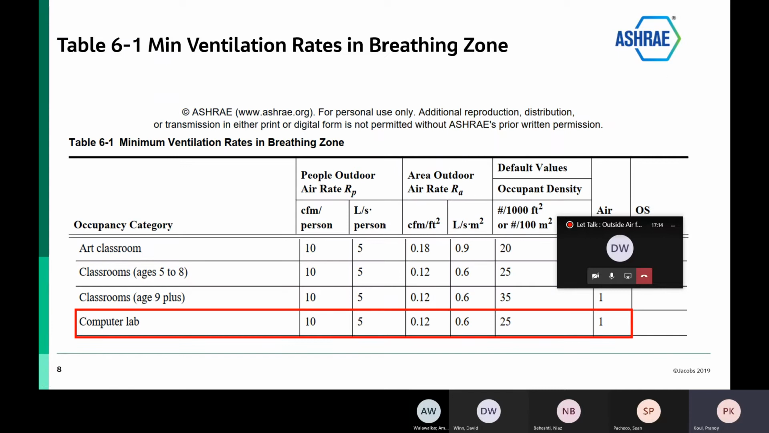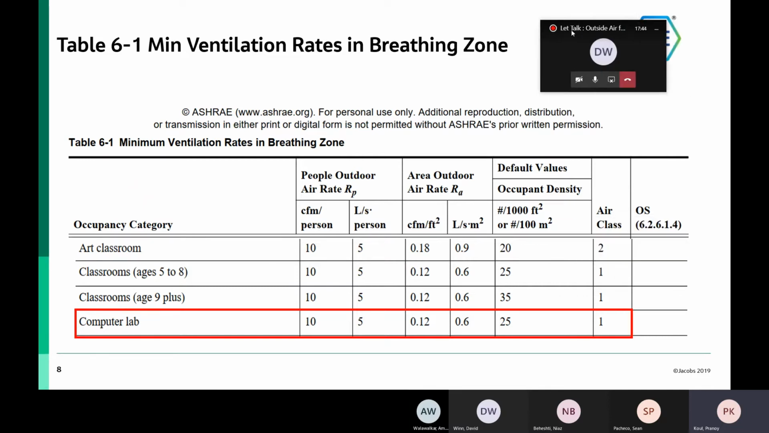Alrighty. So talking about this table, the minimum ventilation rates in the breathing zone. As you're understanding here, it has an occupancy category: art classrooms, computer lab. The way I highlighted the computer lab states that we are seeing a 10 CFM per person outdoor air rate, which is Rp, and then 0.12, which is the area outdoor air rate. And then there's the default values.